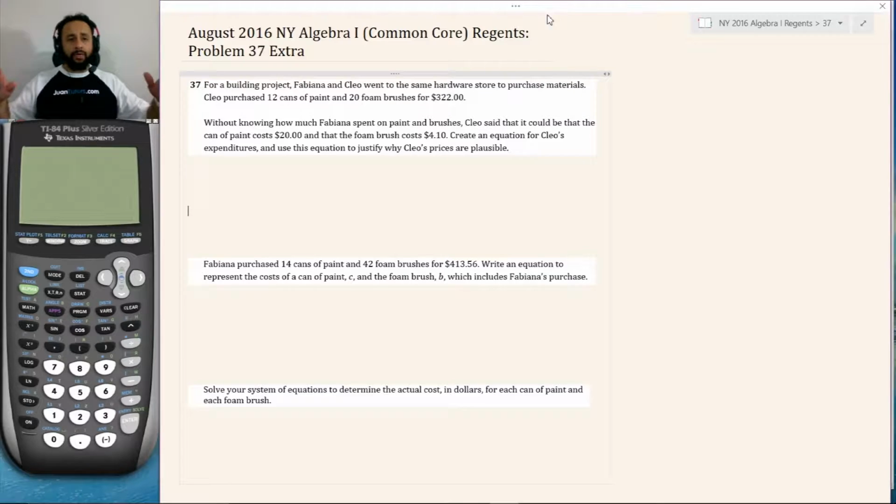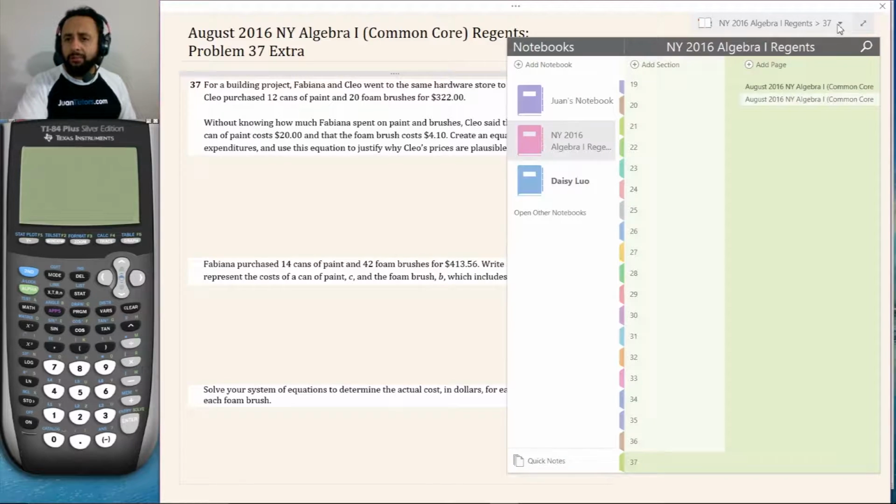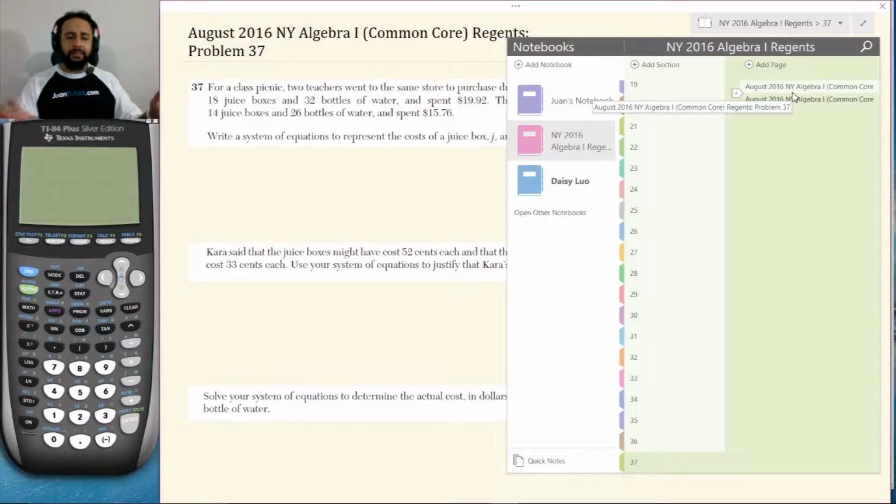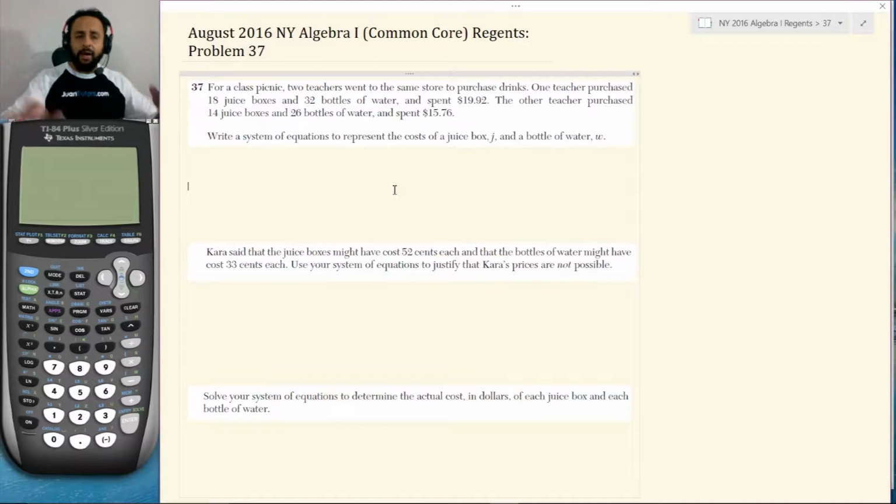Today we are working on the August 2016 New York Algebra 1 Common Core Regents, problem number 37. Let me scroll to that one. And listen, I'm excited because this is actually the last problem in the Regents, and it also happens to be the first full-length project for a video recording of the Regents that I'm doing. So I'm very excited to be here with you doing this problem.